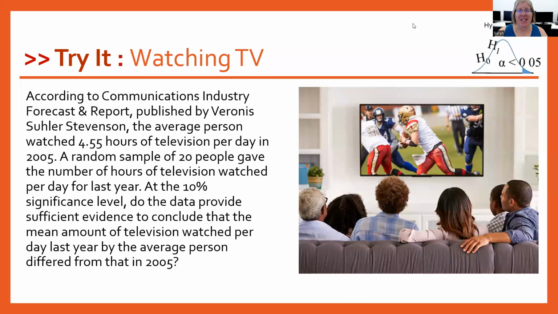Let's look at another example of the one mean t-test. According to Communications Industry Forecast and Report, the average person watched 4.55 hours of television per day in 2005. A random sample of 20 people gave the number of hours of television watched per day for the last year. At the 10% significance level, do the data provide sufficient evidence to conclude that the mean amount of television watched per day last year by the average person differed from that in 2005?